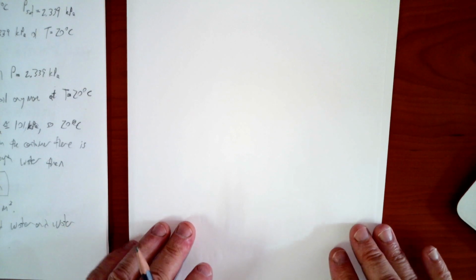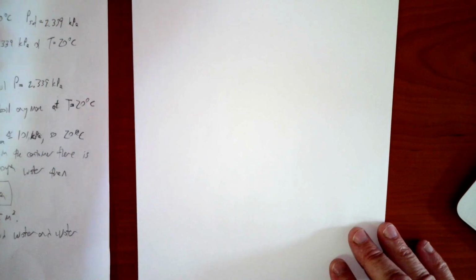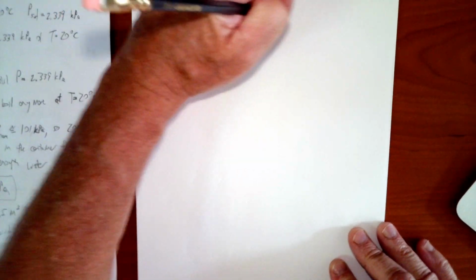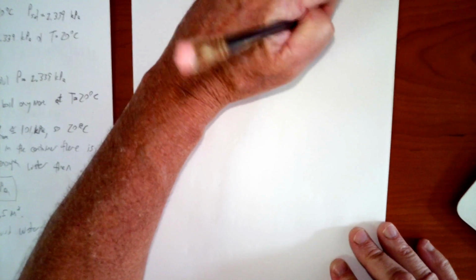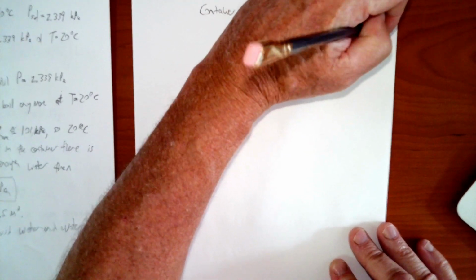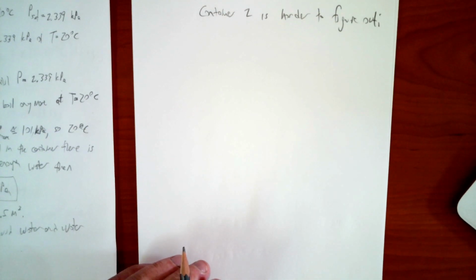All right, so let's take a look at the other box. The other box is going to be harder. Container 2 is harder to figure out. And actually, I think I've decided I will break this video. So I will stop doing this, and the next video will have container 2.